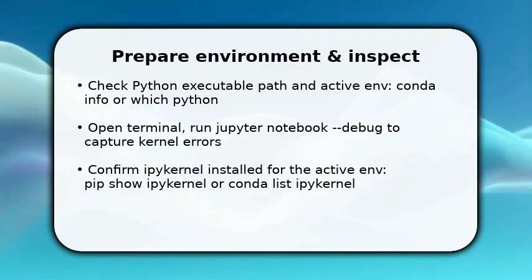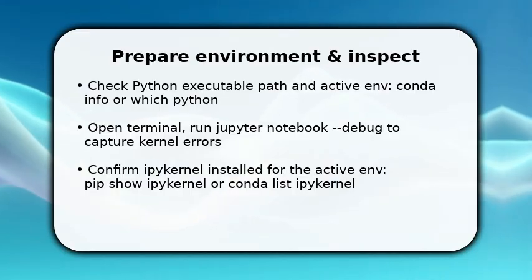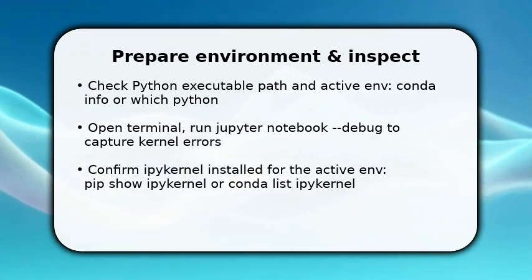You start by confirming the environment so you know which Python kernel is failing. Run Jupyter Notebook debug and watch the terminal for traceback lines. This reveals the failing module or path.